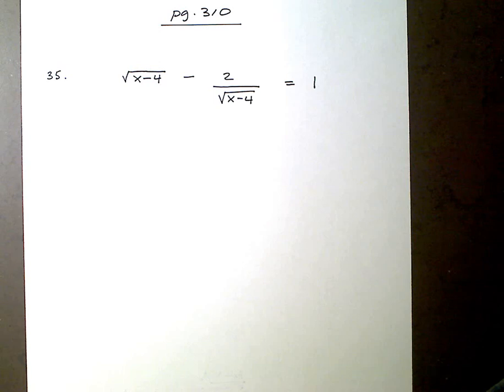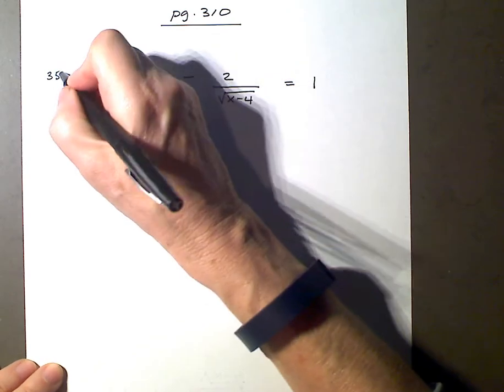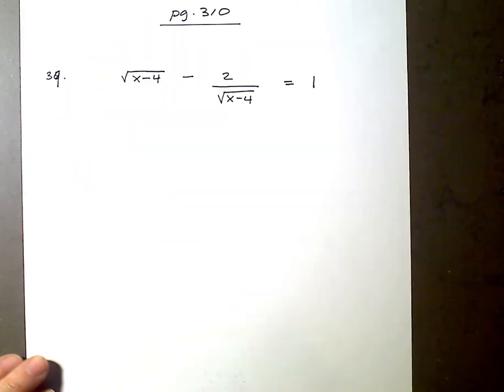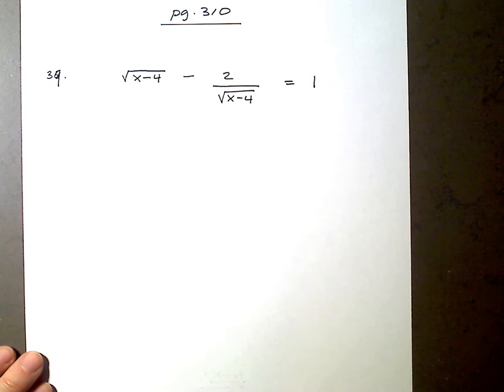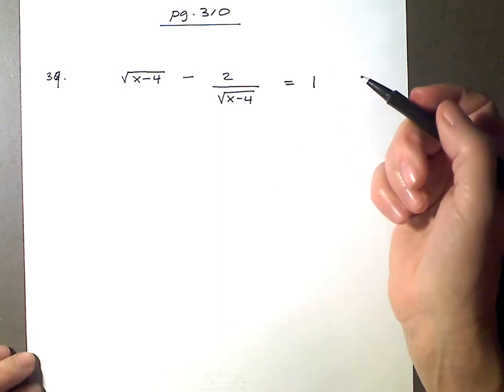All right, this is number 35. Oh, I'm sorry, it's number 39. Number 39 on page 310. And in this problem, you're probably again wondering, why is this in the quadratic equation unit?